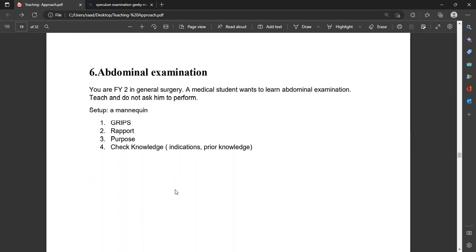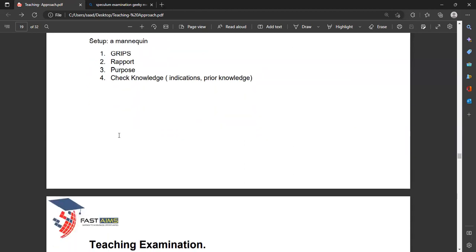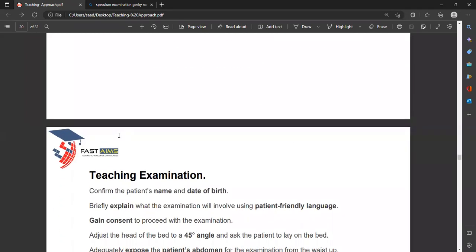You are FY2, you are in general surgery, a medical student, and abdominal examination. You have to teach a medical student abdominal examination. Greet, rapport, purpose, check knowledge. When do we perform this? When the patient is having abdominal pain, he's not feeling right, he has not passed poo for a while, and if there's a scar, if post-op, pre-op, there are a number of indications for abdominal examination. Okay, remember one thing.